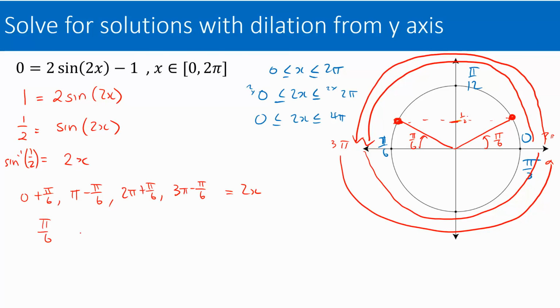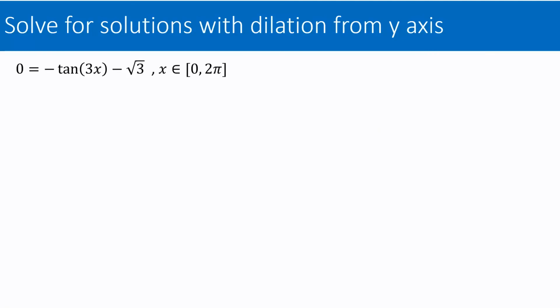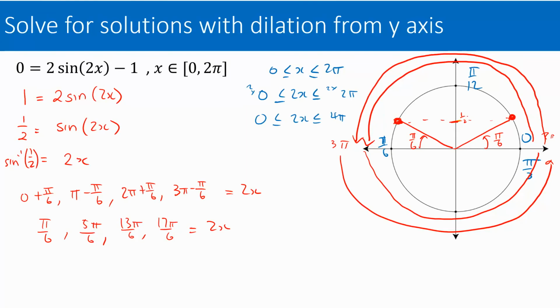That's pi on 6. This is 5 pi on 6. This is 13 pi on 6. This is 17 pi on 6. Equals 2x. But remember, these solutions were stretched. We did 2 cycles of 0 to 2 pi. That wasn't correct. The domain was initially 0 to 2 pi. It doesn't make sense to have 17 pi on 6. That's way out of my domain.